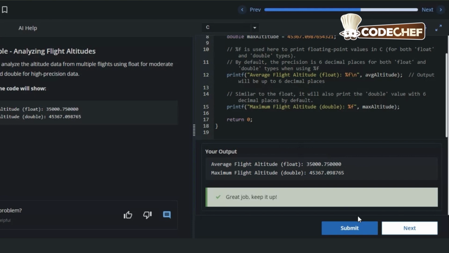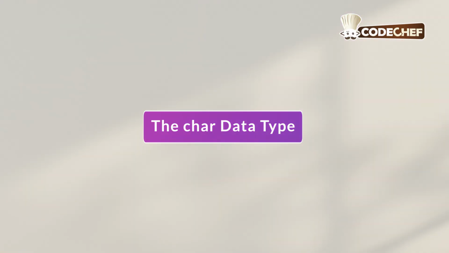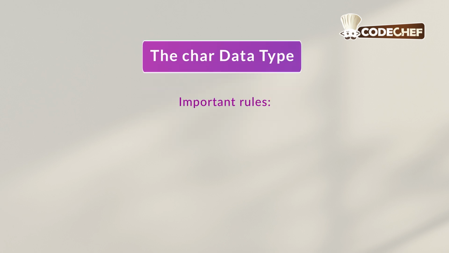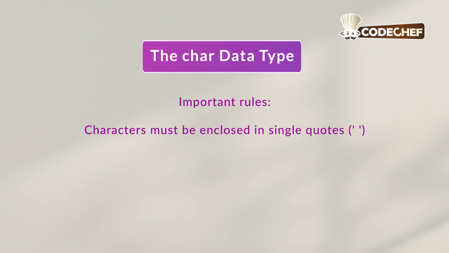So our key takeaway here is use float for general decimal numbers and double when you need more precision, like in a scientific calculator. Alright, so next up, if you want to store a single character, like a letter, a symbol, or even a digit, that's where char comes in. The char data type stores a single character and uses just 1 byte of memory. The important rules you must remember are characters must be enclosed in single quotes, and %c is used to print a character.